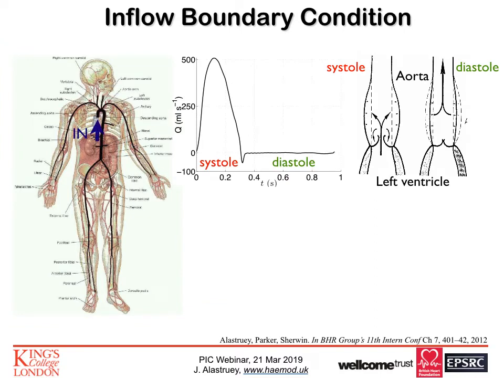And as for the boundary conditions of the arterial network, at the root of the ascending aorta, we prescribe the flow waveform ejected by the left ventricle as inflow boundary condition. This waveform can be measured, for example, using phase contrast magnetic resonance imaging or Doppler ultrasound. We can see that in systole, the aortic valve is open and blood flow is positive. In diastole, the aortic valve is closed and blood flow is approximately equal to 0.